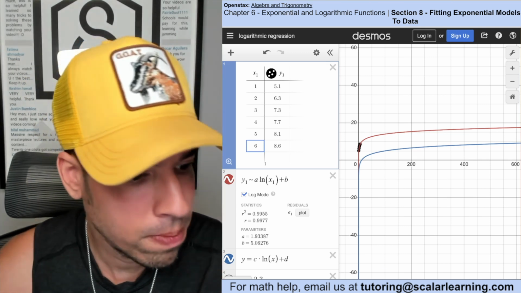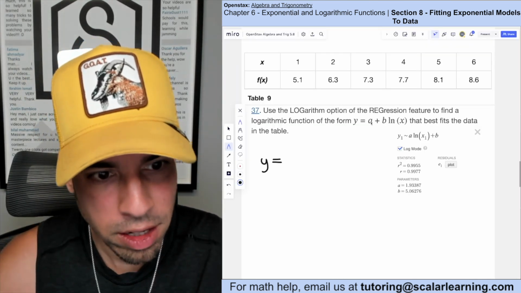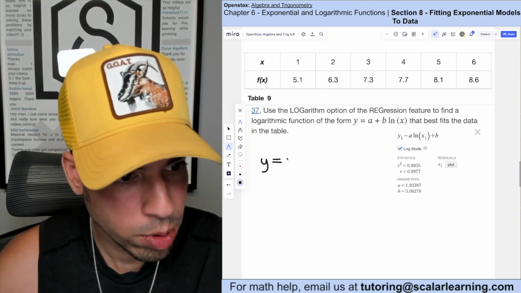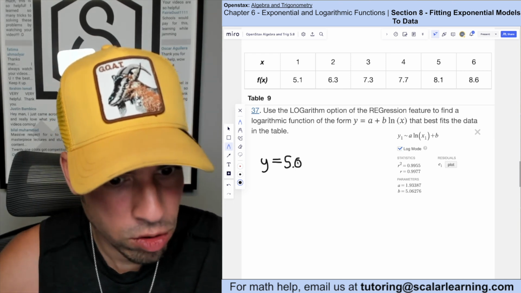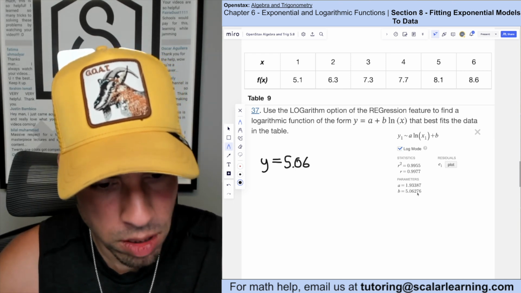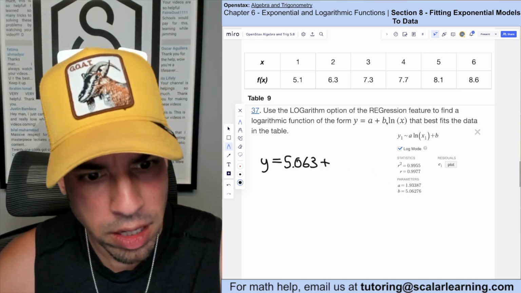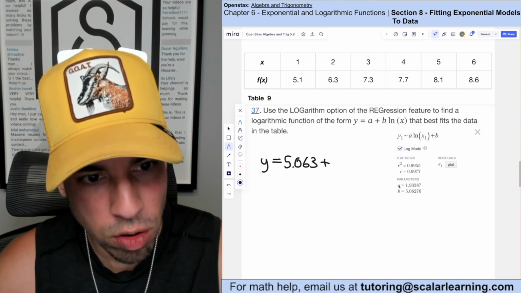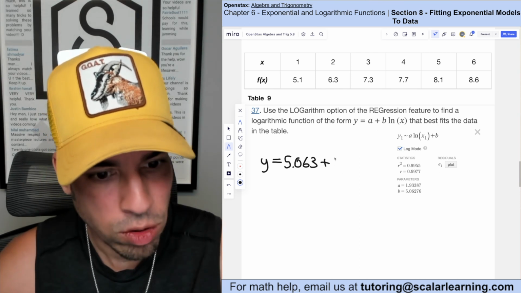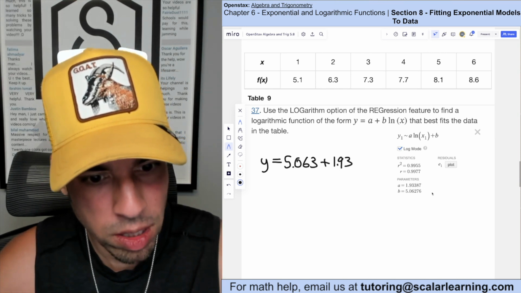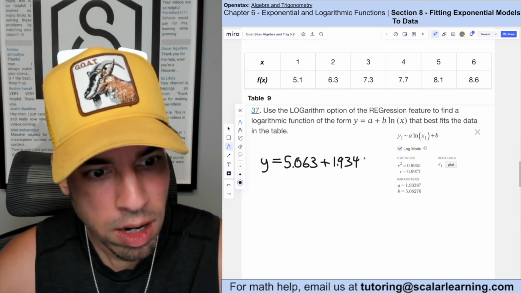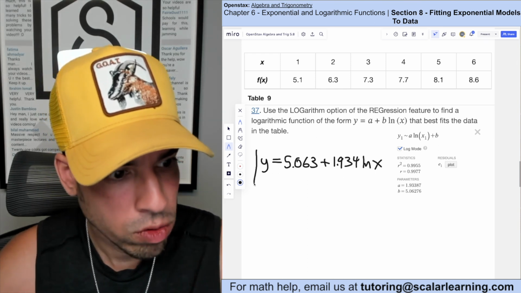So let's write it out. So we get y equals, and I know it says A here is the constant, here it's B. So I'm just going to put that first 5.06, and then we'll round up to the nearest 1,003, and then plus what would in our case be the A value, right, times the logarithm, times the natural log. So that's 1.93, and then that rounds up to 4 ln of x. So that's how you do it.